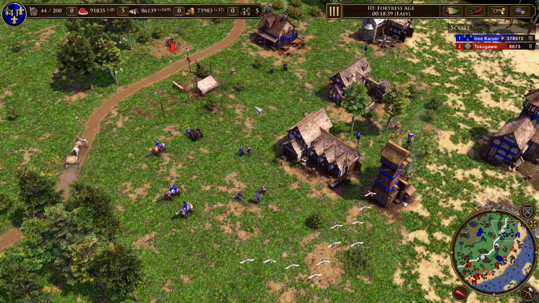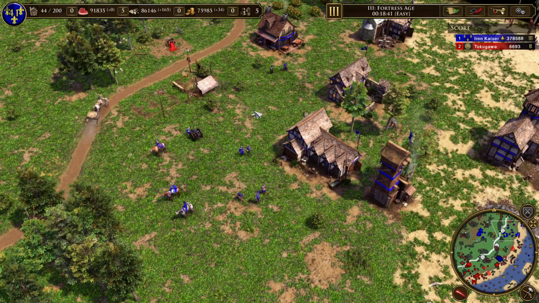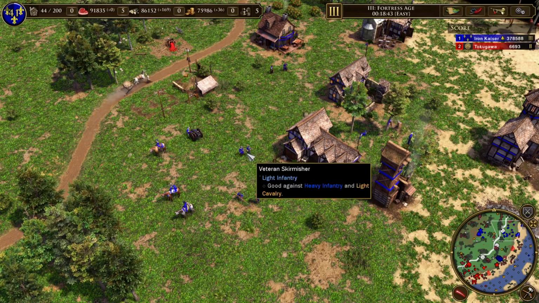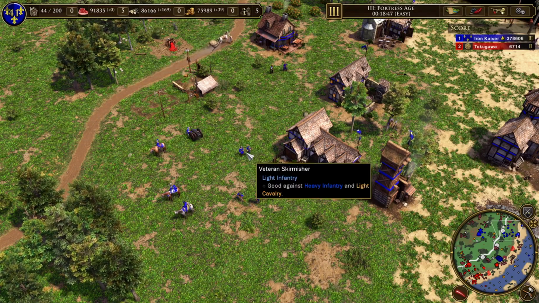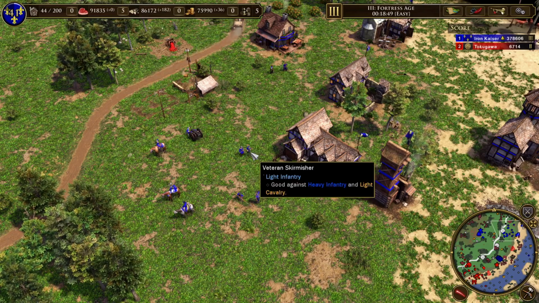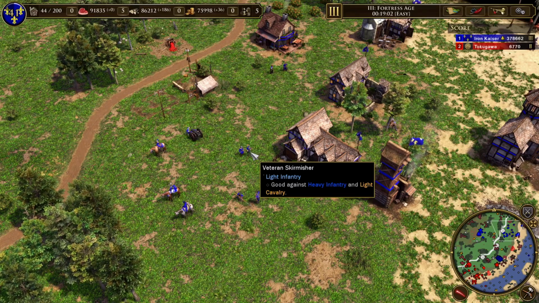Enter the Better Unit Descriptions mod, which is really cool. Let me show you what it does. It changes the descriptions of various units, strips out a lot of the fluff, and just gives you key information about the role that the unit plays and how the unit is different from other units in the same category. So for example, if I mouse over the skirmisher, instead of just telling me it's a skirmisher, now I can see at a glance this is a light infantry unit, good against heavy infantry and light cavalry.